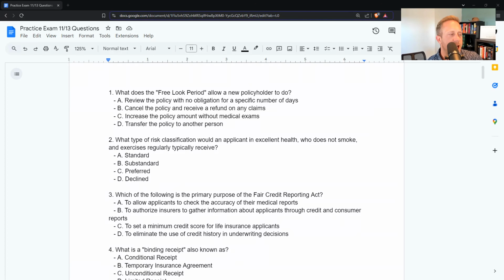The correct answer is A. The free look period allows policyholders to review the policy with no obligation and return it within a certain time frame for a full refund.